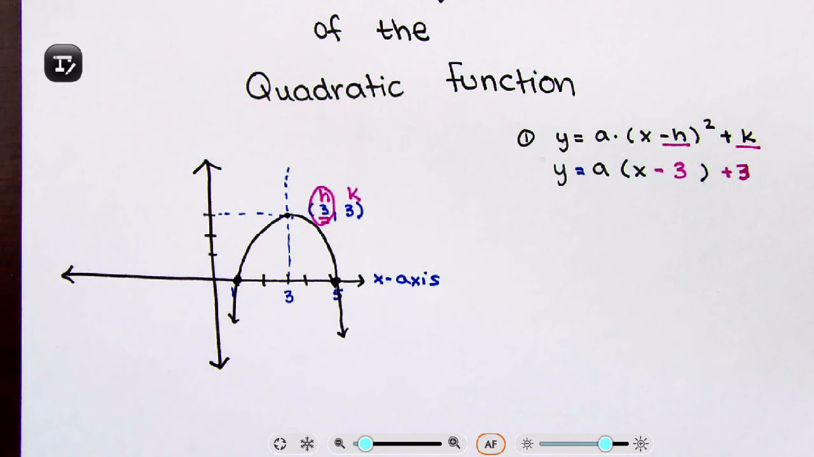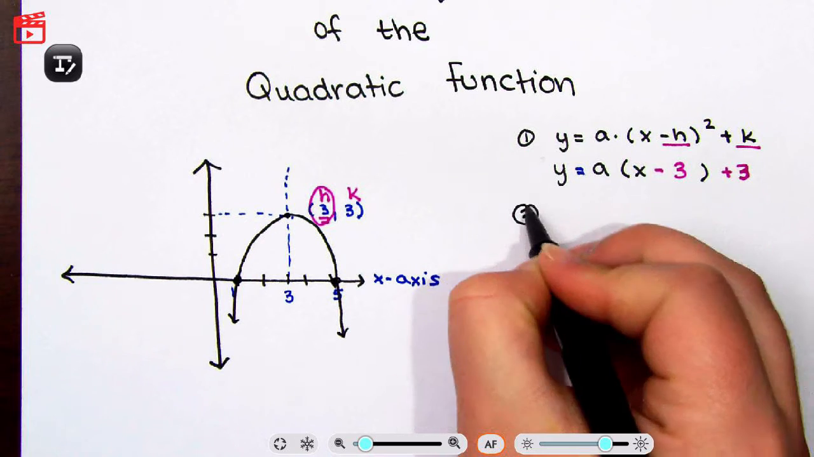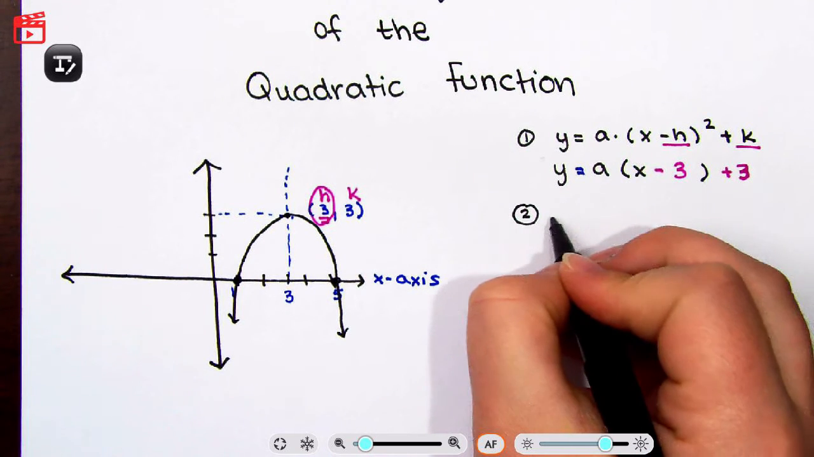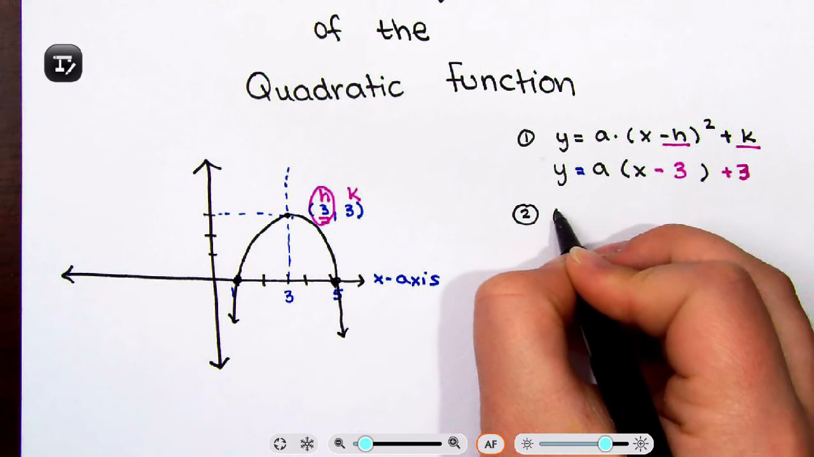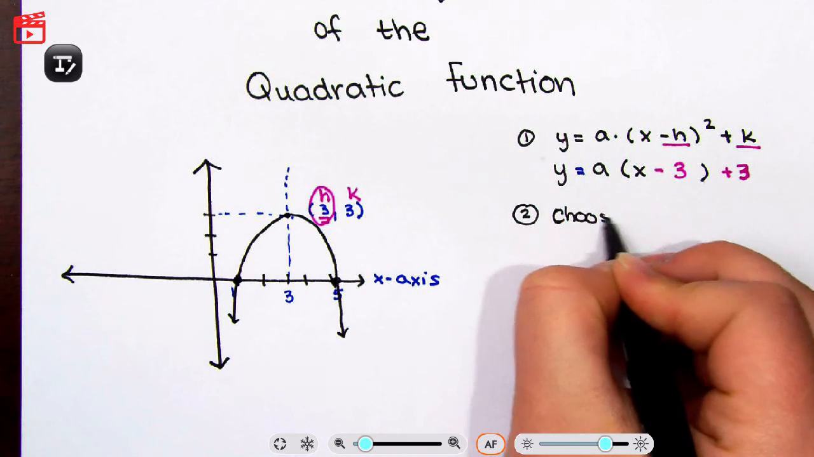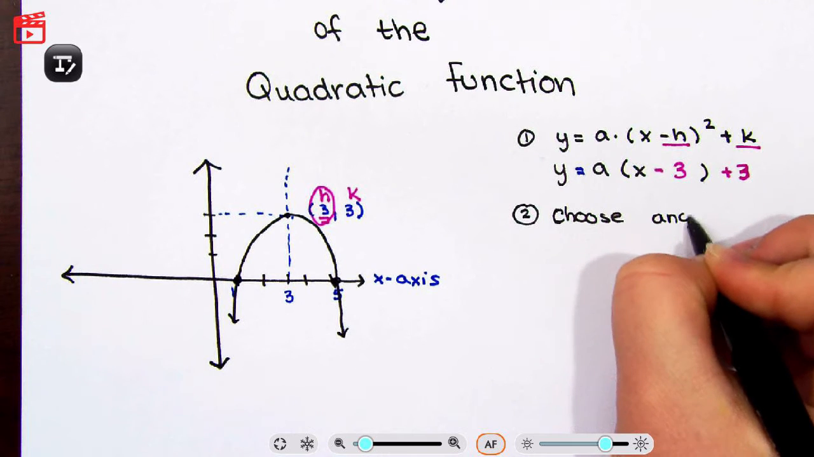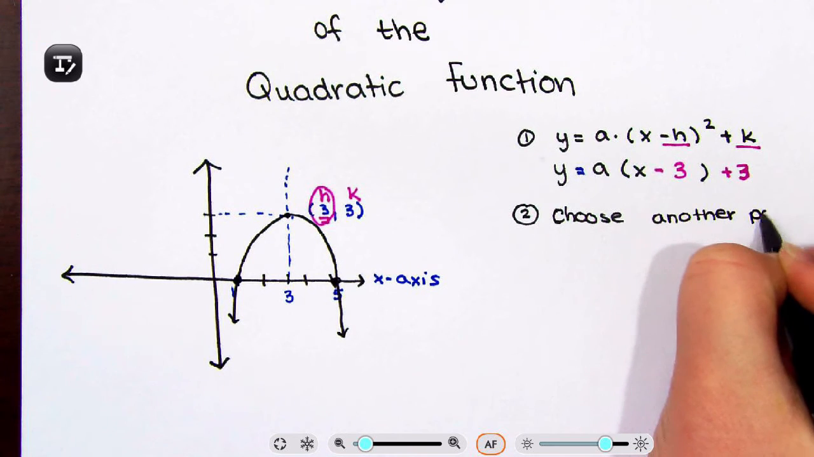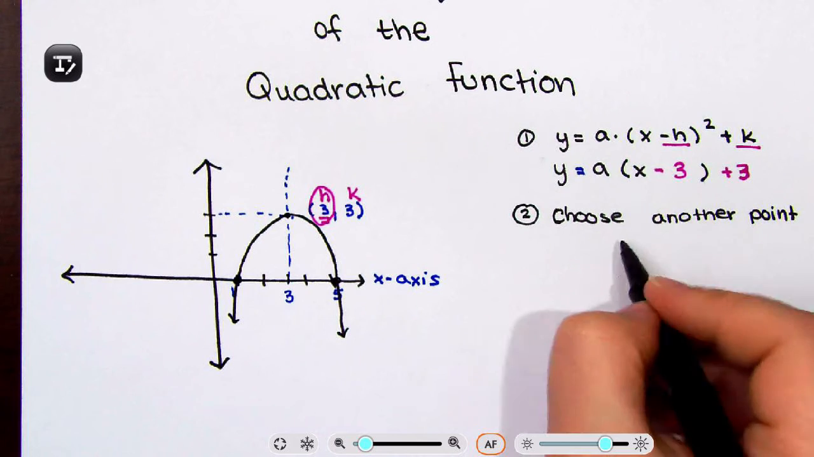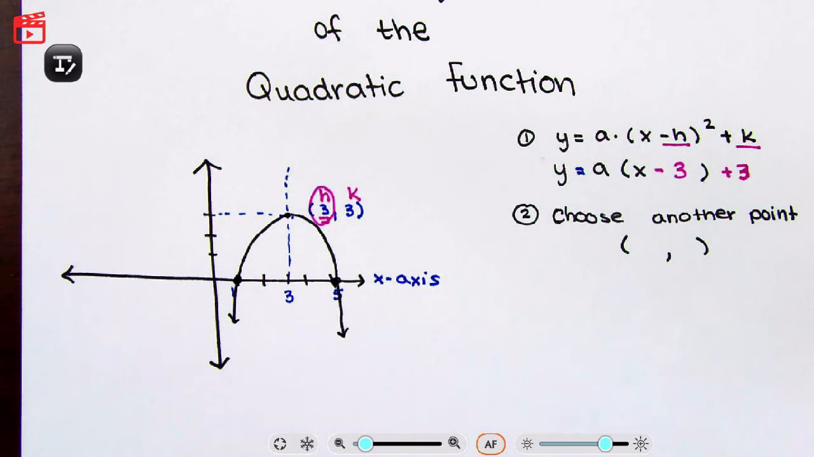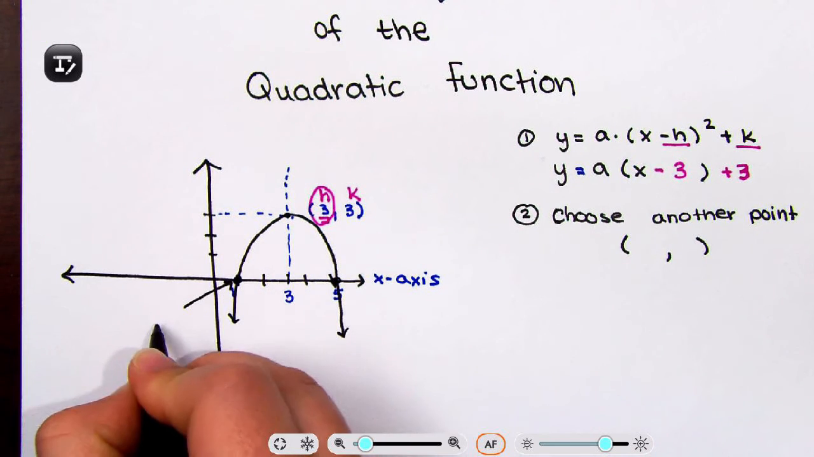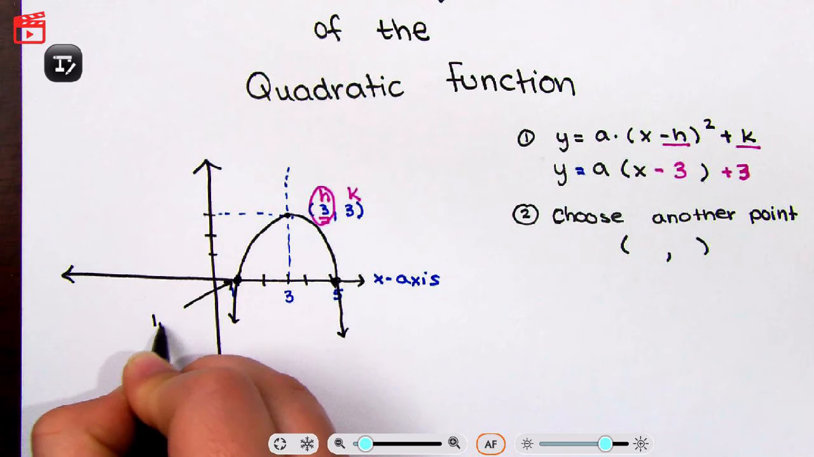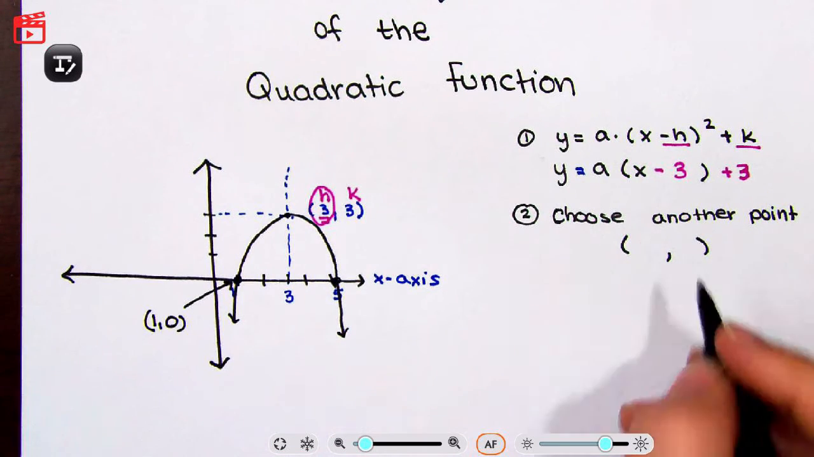So when solving for a value, a is going to be solved for by using a different point. So choose another point. When choosing another point, choose a pretty point that is on the curve and gives you a good input and output. For example, I'm going to choose this point here, which gives me an x value of 1 and a y value of 0. So here's my point.